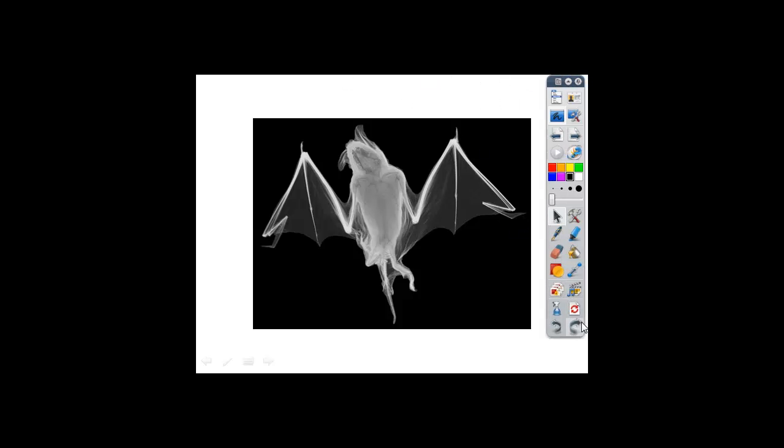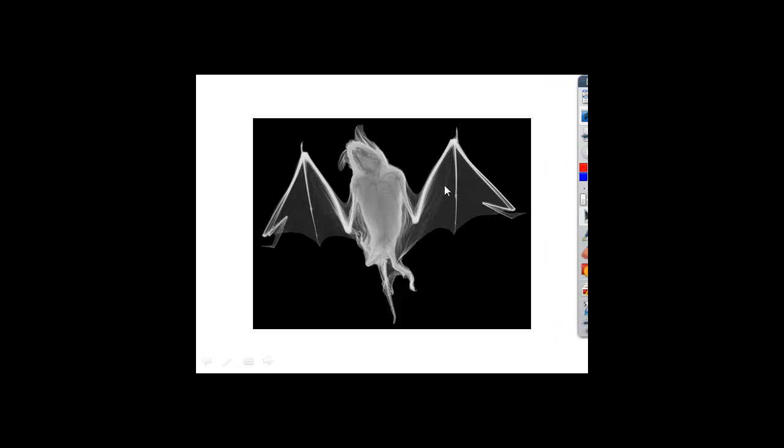An example of an x-ray, there you go, a wonderful bat. It shows you how all the soft tissue, it goes right through. We can't actually see the organs, but we can see all the bones, and we can actually go through the wing, but we can see what holds the bones that hold it together. So x-rays are really useful.